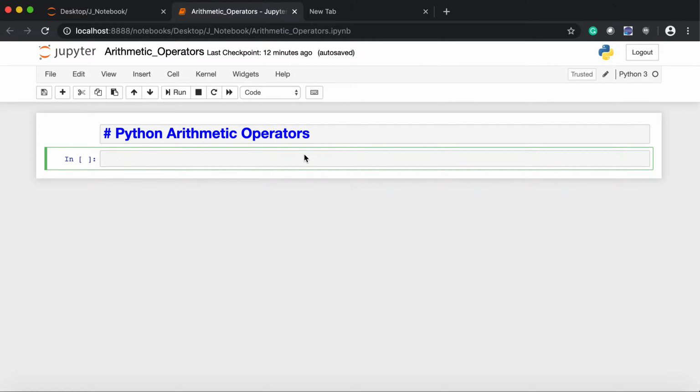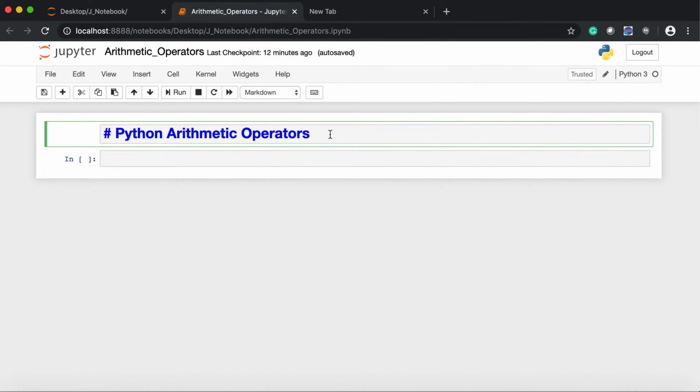Here I'm just trying to explain a very basic thing which we already know, but how we can do that in Python and how the Python interpreter uses those to execute the expressions or the statements. We'll look into that. In this video we are going to learn two things. One is the Python arithmetic operators, and second is operator precedence, which is very important.